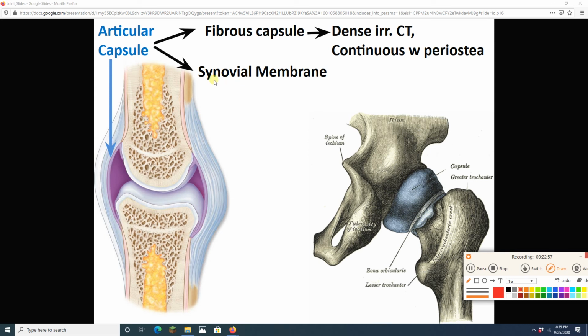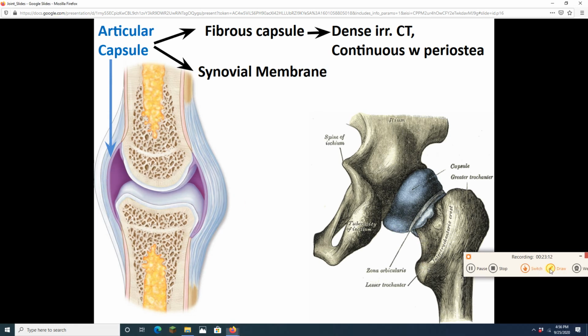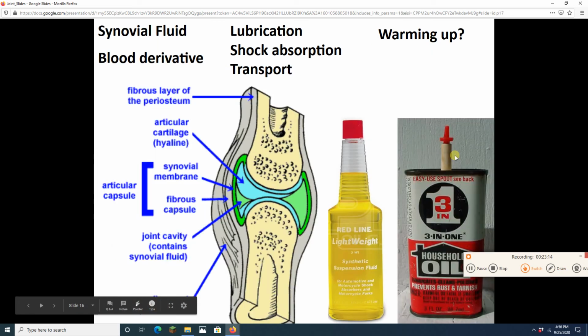Now, the inside of it is called the synovial membrane. So that purple part in this drawing here. Take a wild guess. What do you think the synovial membrane is going to make? Let's take a guess. Take a stab. If you said synovial fluid, then you are totally correct. Round of applause for you. Synovial fluid is made by the synovial membrane, which is the inner part of the articular capsule.